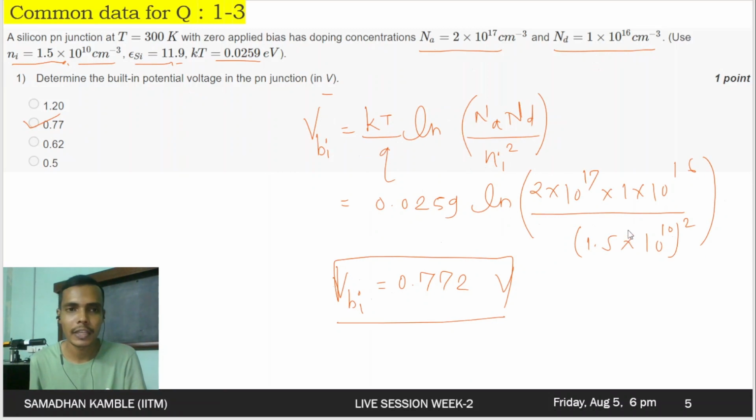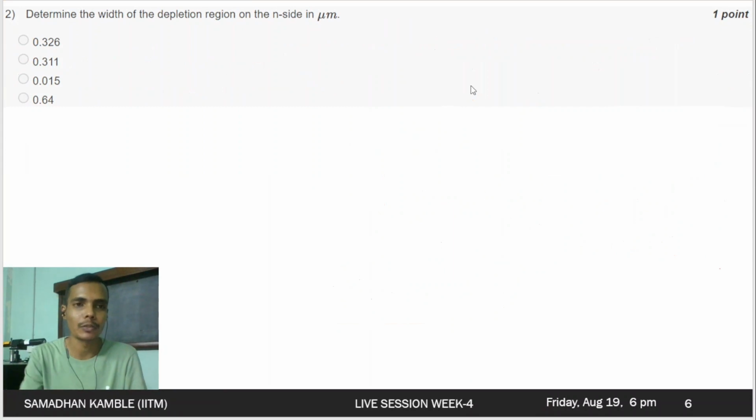Okay, did everyone follow it? Any doubt? Okay, I take it as no, and let's move to question number 2. Question number 2 is as follows: determine the width of the depletion region on the n side, in micron.